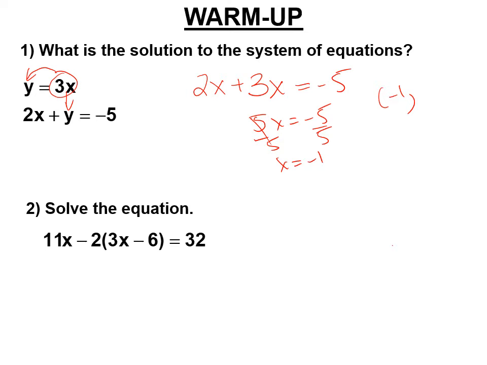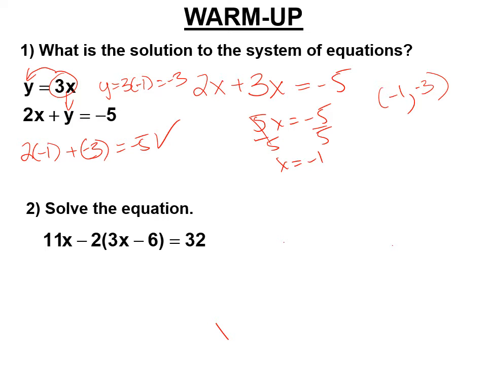To get the y, this one's easy because you just put it in either equation and you get y equals 3 times negative 1, or negative 3. So these two lines intersect at negative 1, negative 3. Negative 1, negative 3 is the one and only combination of x and y that makes both of them true. It also works for the other one: 2 times negative 1 plus negative 3 does equal negative 5. It's the only combination that makes both equations true.